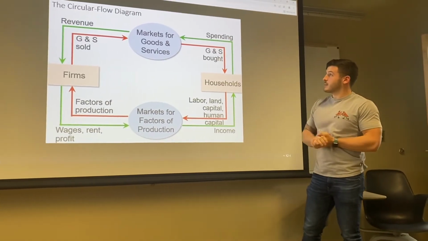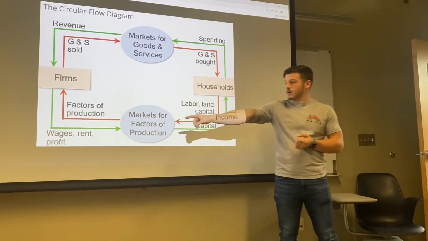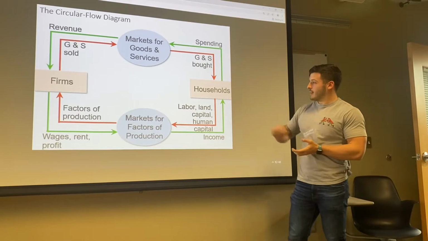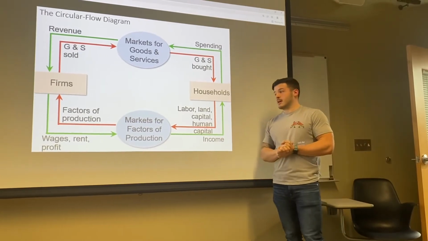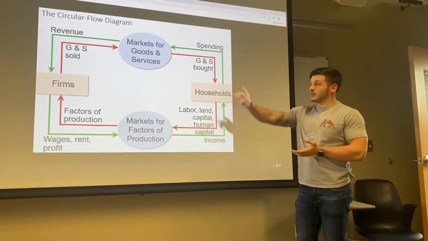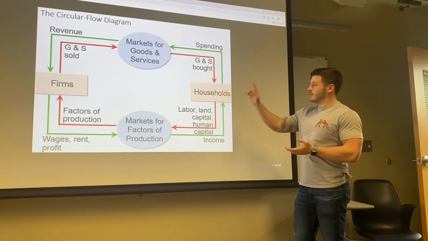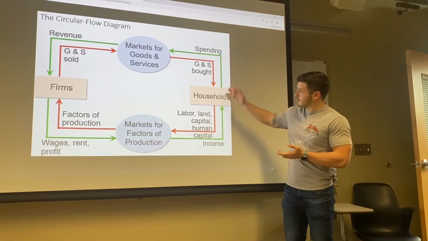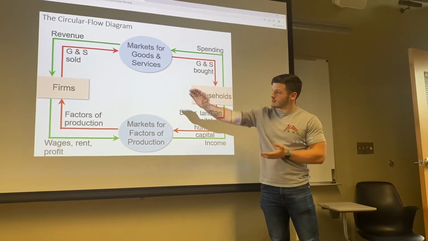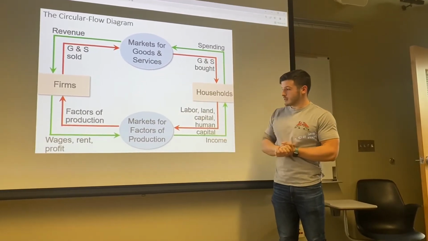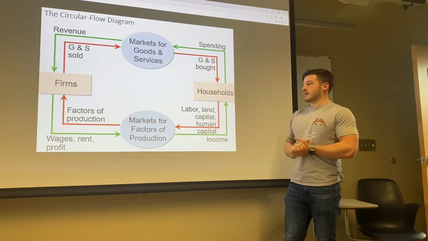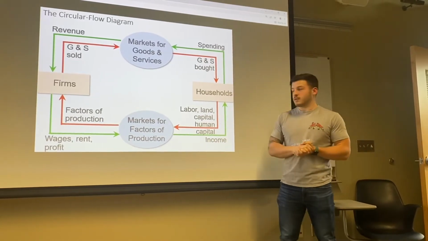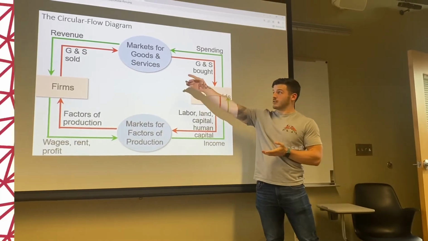On one of those pathways are spending, revenue, wages, rent, and profit, and income. On the other pathway are land, labor, capital, human capital, factors of production, goods and services sold, and goods and services bought. Now again, these interact by going through households to markets for goods and services, to firms, to markets for factors of production, and then back to households, and vice versa for all these aspects. Next, we'll be taking a deeper dive into the markets for goods and services.